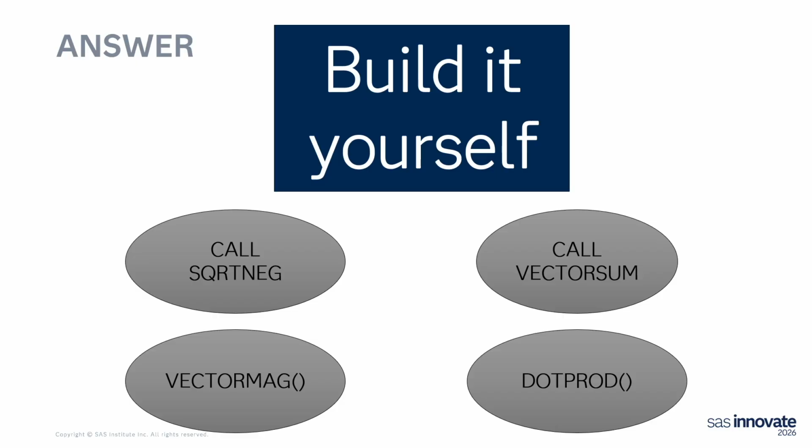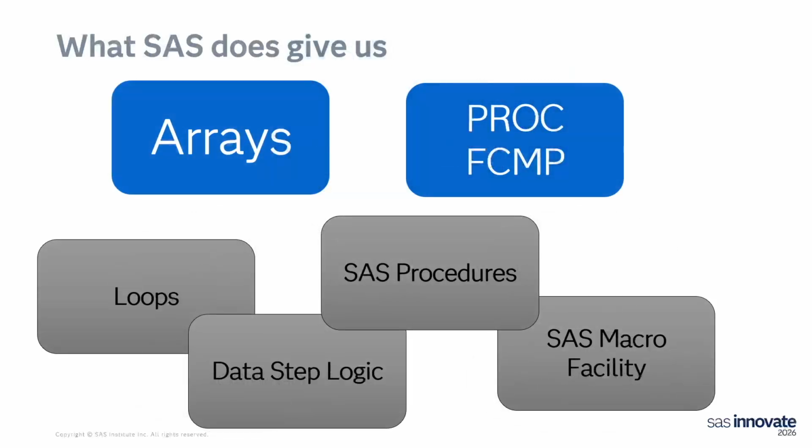Now, we're going to put together 4 builds, real simple ones. Call square root neg, okay? Call vector sum, and then 2 functions, vector mag for vector magnitude, and dot prod for calculating dot product. Pretty simple. Once you see how this is done, you're going to be able to pull out your 8th grade math book and say, oh, okay, I can keep going from here. So let's take a look.